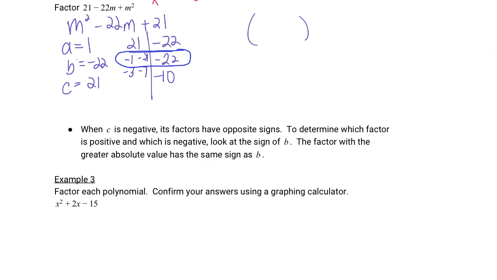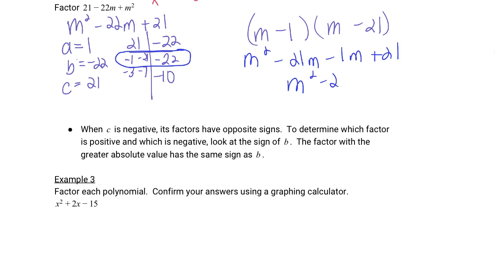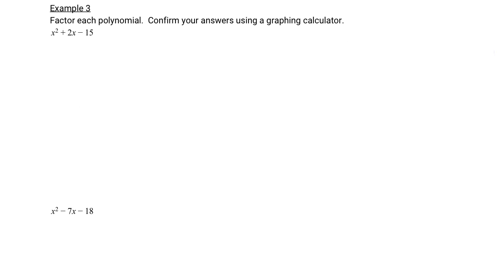So we put it in parentheses. Variables go first, factors on the back. Okay, let's multiply and double check. We've got m squared minus 21m minus 1m plus 21. So that's m squared minus 22m plus 21. Looks like it's supposed to. Fantastic. All right, last type of problem.